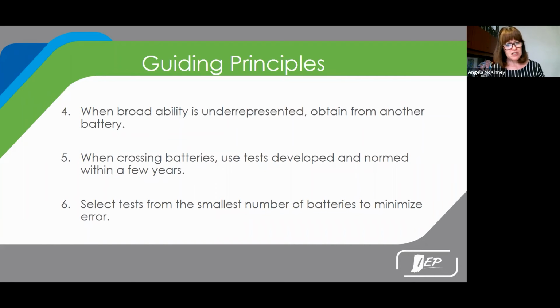So when crossing batteries, you want to use things that are developed and normed within a few years of each other. And you don't want to have, I'm going to use 2 subtests from this test and 2 subtests from this test, and then I'm going to use part of this test. You want to keep it as minimal as possible. So think about, what does your main battery cover? And was this the right battery? And if so, where are the gaps? And what tests could I use that would really fill those gaps? So I wouldn't jump beyond 2 or 3 different pieces and parts to supplement.